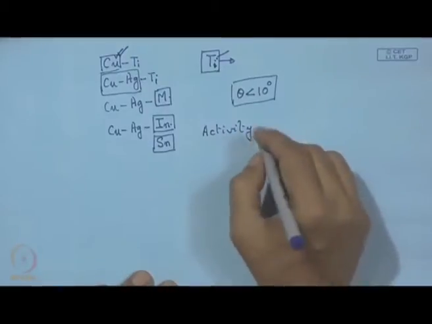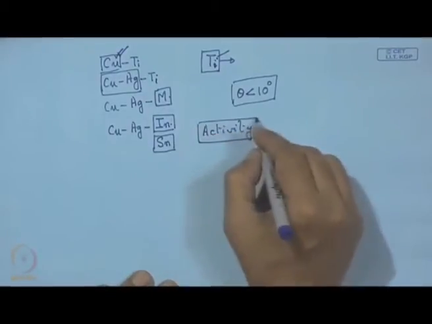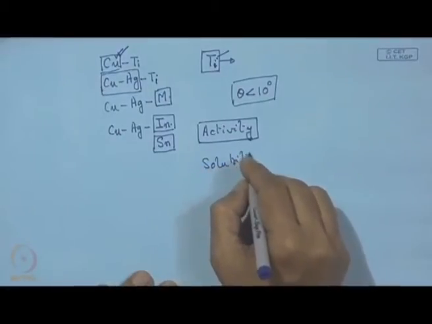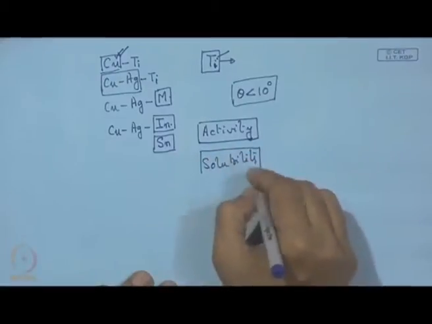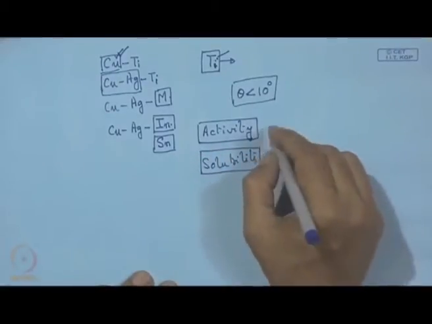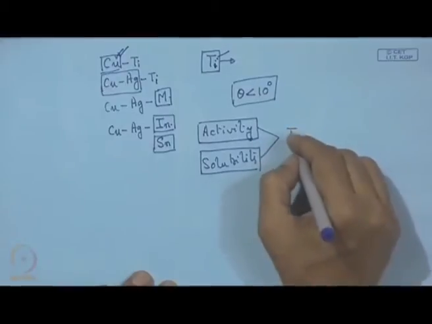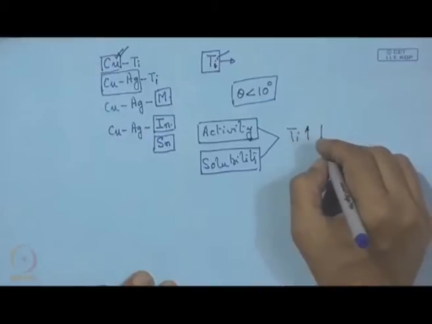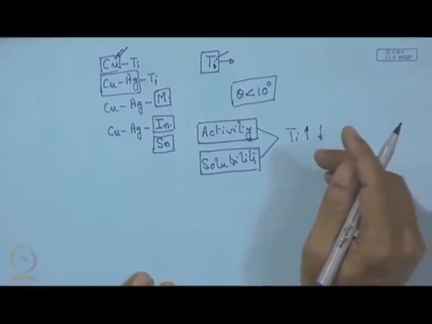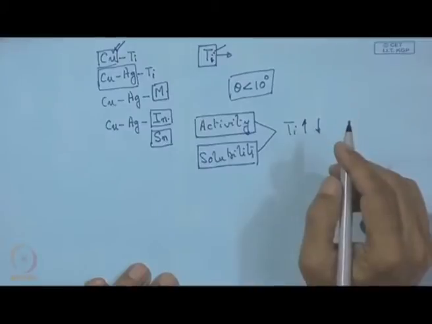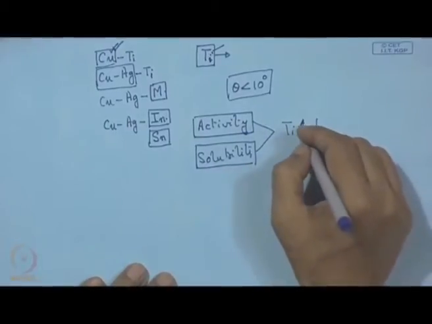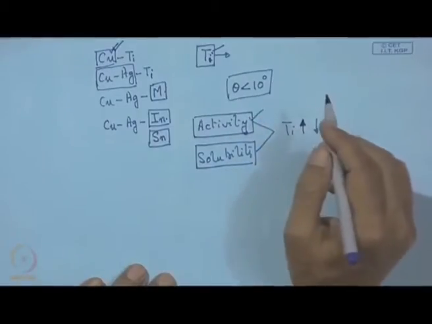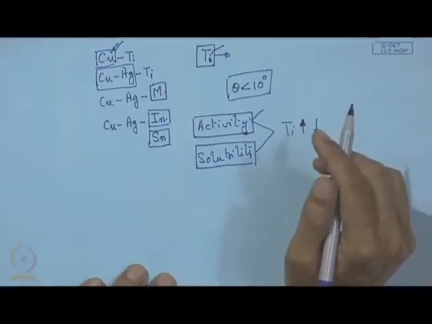So, we have activity on one side and solubility on the other side. This refers to titanium. If solubility increases, then the activity falls, but we do not want such a situation. What we want is to take the minimum quantity of titanium or the reactive element which is sufficient to promote wetting.